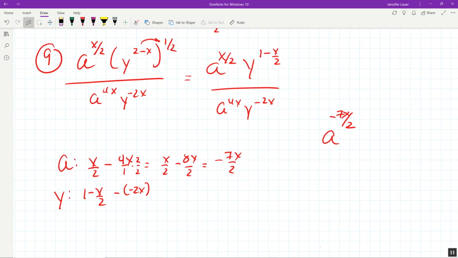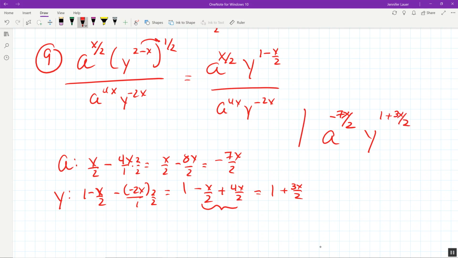For this one, really I can't do anything with the 1 because there's no x in it, so I can't combine it. But here I could go ahead and multiply this by 2 over 2. So it's going to be (1 minus x) over 2 plus 4x over 2. And I can combine these. It's going to be 1 plus 3x over 2. And that's your answer for number 9. And that is it for advanced exponents.